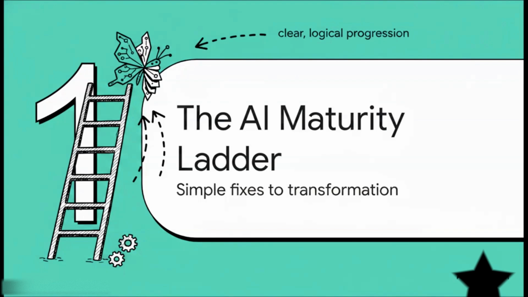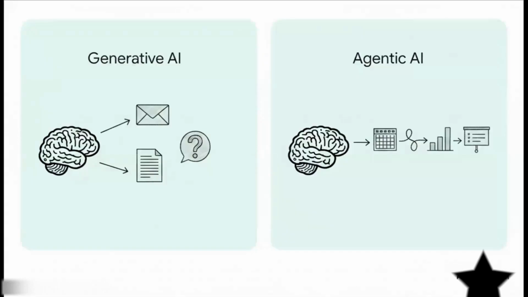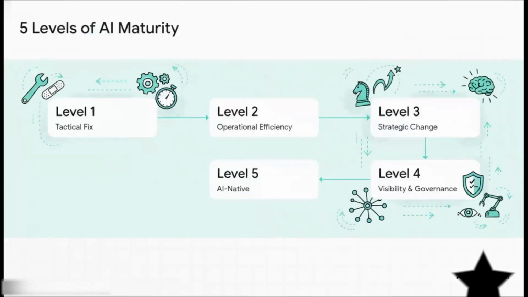Now, before we start climbing, we have to get one really important distinction right. We have on one side generative AI. Think of this as your assistant. It helps you out drafting emails, summarizing long reports. But on the other hand, you have agentic AI. It's not an assistant, it's an executor. It doesn't just help you with the task, it does the task for you. It runs multi-step workflows all by itself to get something done. That jump from an assistant to an executor, that's the key to the whole thing.